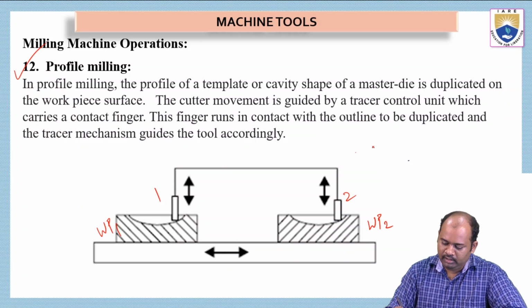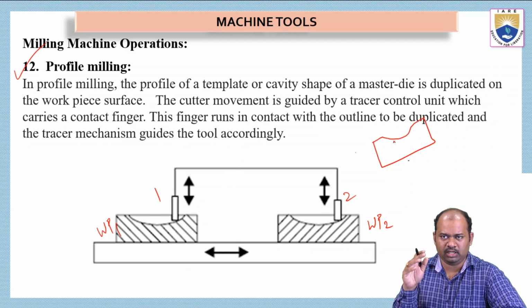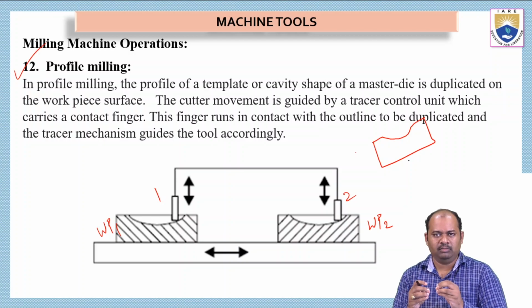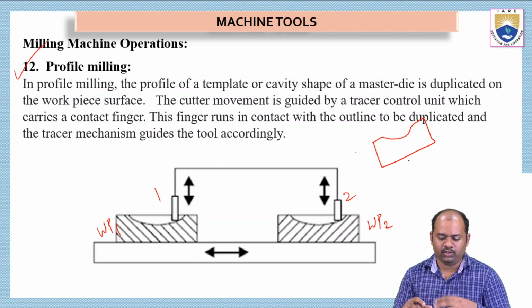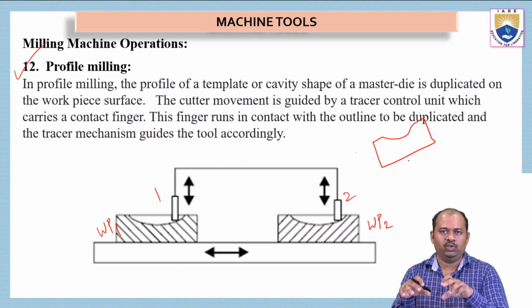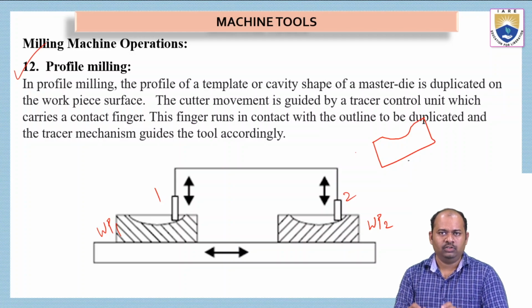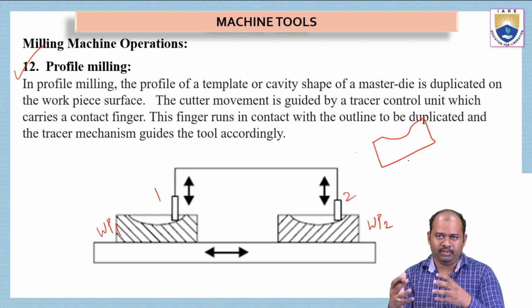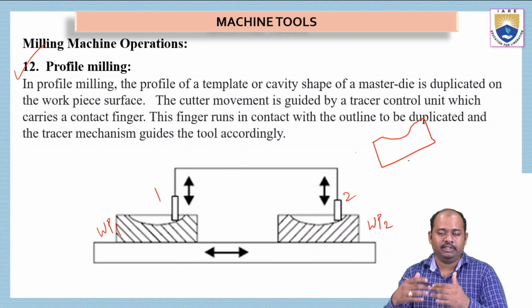Suppose this is the object which I want to make, a semicircular shape to be machined on the workpieces. There are two workpieces, and I will arrange the two workpieces. These two are done by two different tools. They are cutters, cutter 1 and 2. So the cutters will be connected. Both of them are interconnected, and in turn they are connected to a tracer.